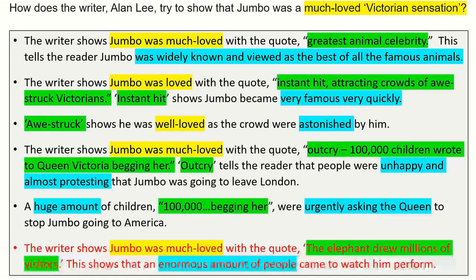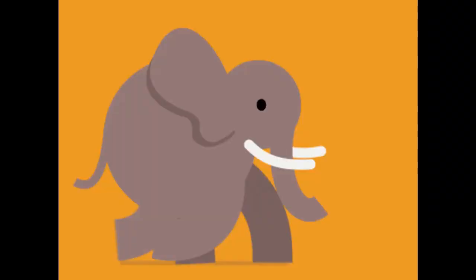I've put the writer shows Jumbo was much loved with the quote, "The elephant drew millions of visitors." This shows that an enormous amount of people came to watch him perform. So again, look at this screen. Yellow is my question, green is my quote, blue is my explanation. Keep focused on the question. And I've done 6 quotes there, but I could easily have done more. Okay.